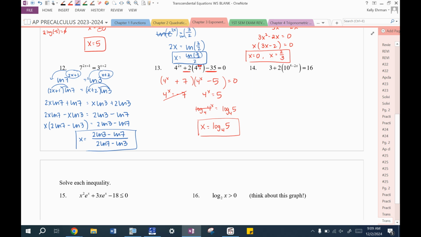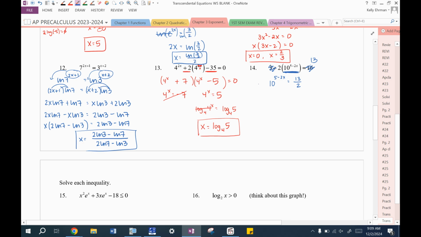Number 14 is not a factoring problem because I don't see a trinomial setup, but it is a base 10 problem, and we need to isolate this exponential term here. So subtract 3 to begin with. So this is 2 times 10 to the 5 minus 2x is now equal to 13. And then divide by 2. So 10 to the 5 minus 2x is now equal to 13 divided by 2.